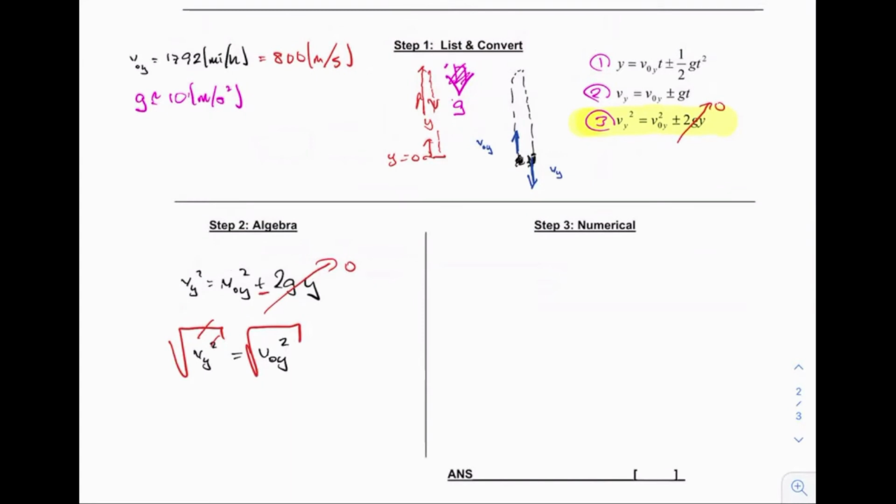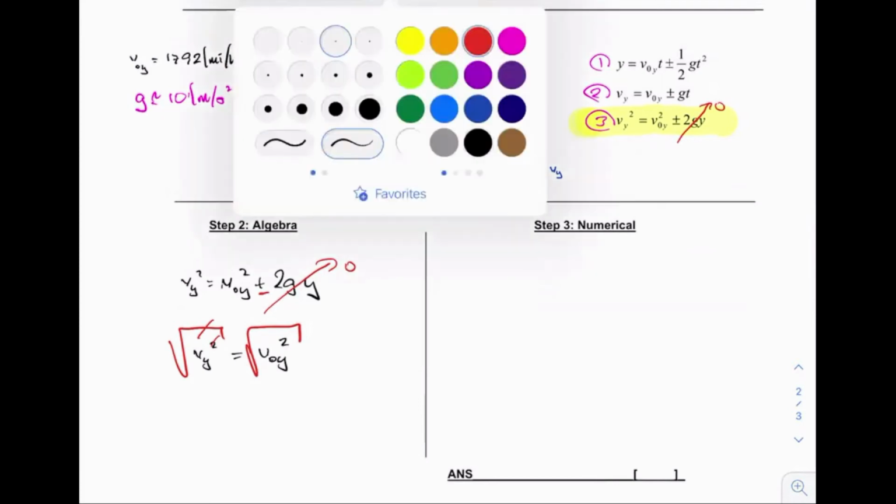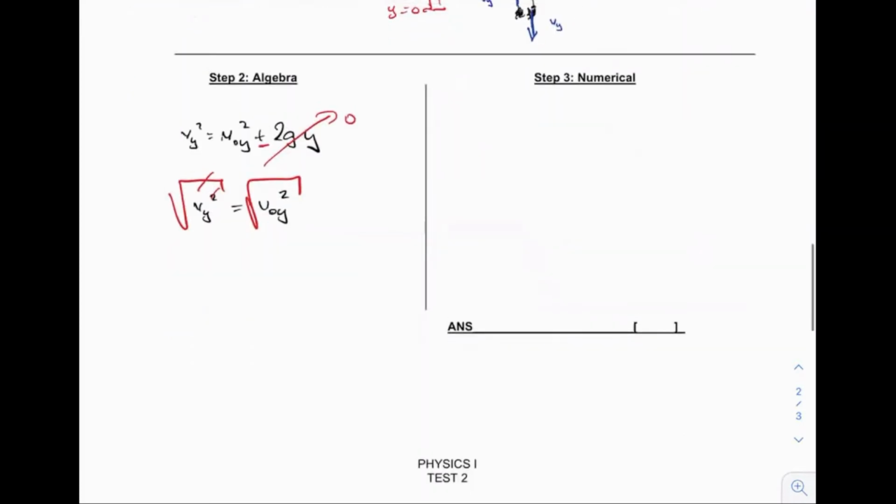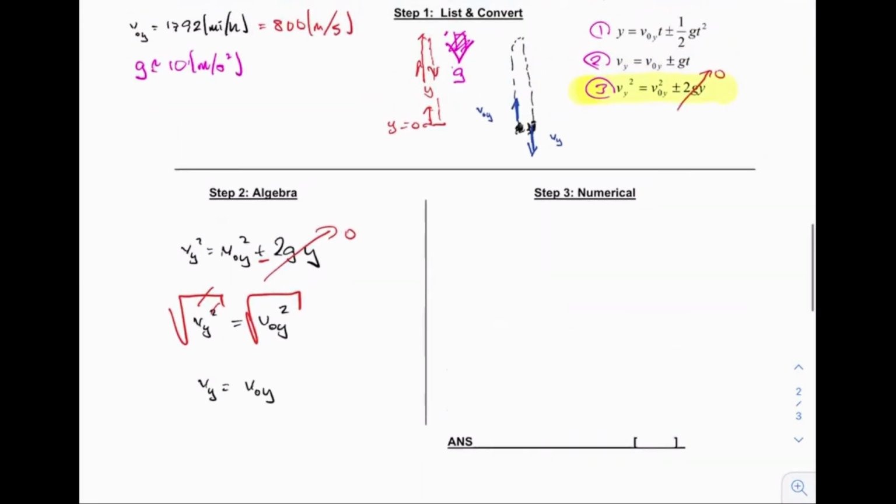So the squares will cancel, which means that the final speed in the y direction is going to equal the initial speed in the y direction, which we knew from here. We just had that discussion. So the final speed is the same as the initial speed, which is the same as 800 meters per second, which is the same as 1,792 miles per hour.